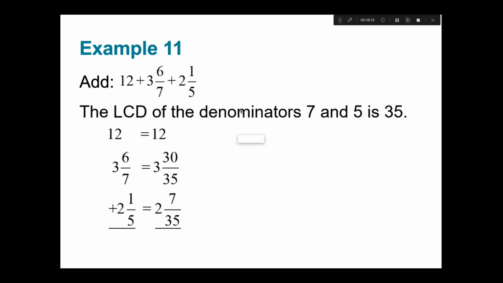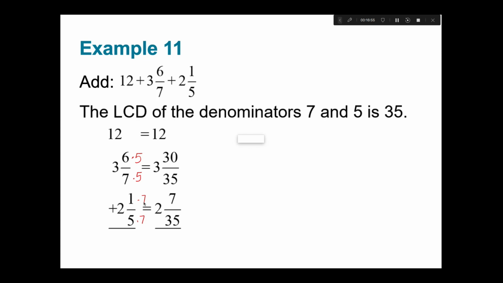What do I multiply 7 by to get to 35? So whatever I do to the bottom, I also have to do to the top. So that becomes 30 35ths. And the bottom, I multiply 7 times 5 to get 35. And so I also have to take that times the top. So that becomes 7 35ths. Now I add those together. I have 30 and I have 7. So how many 35ths do I have altogether? 37 35ths.